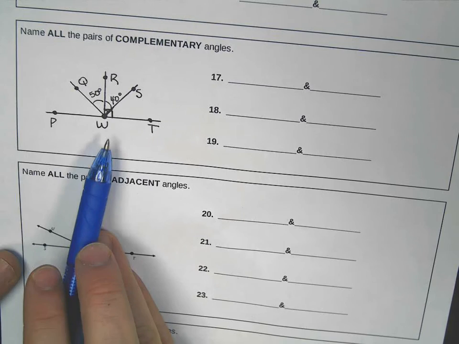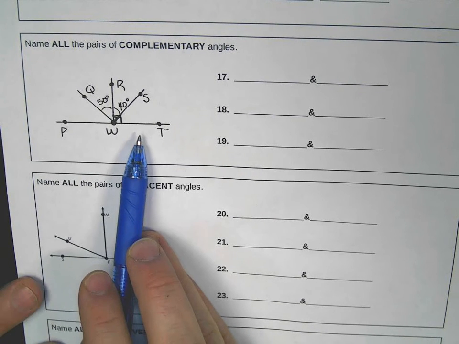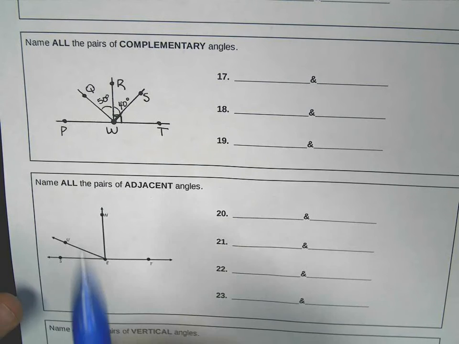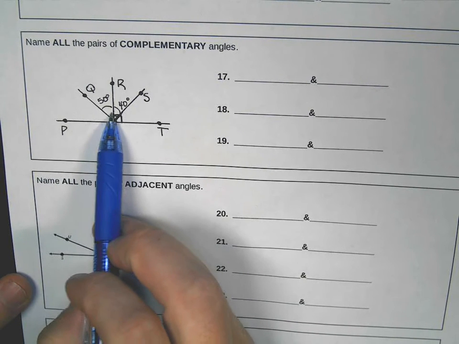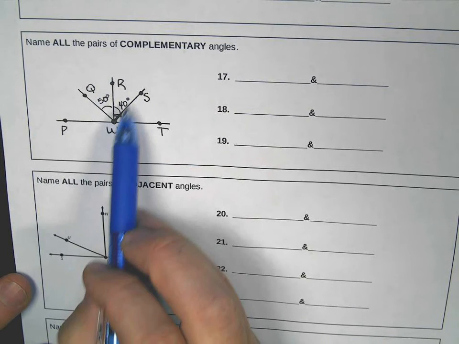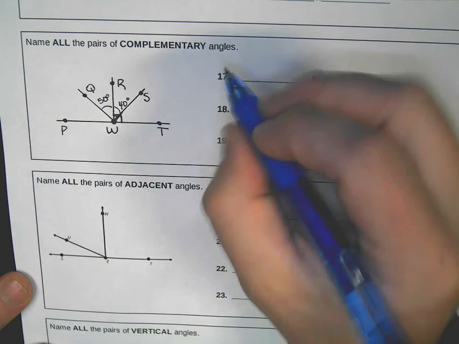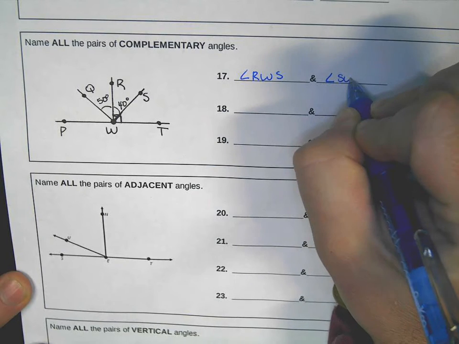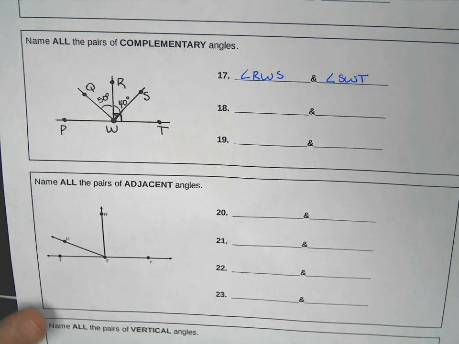And then we'll move on to the next section, which is complementary angles. So we're looking for those right angles or angles that add up to 90. If I look here, I see my right angle symbol. So what 2 angles create that right angle? Well, we say RWS and SWT. Like so.